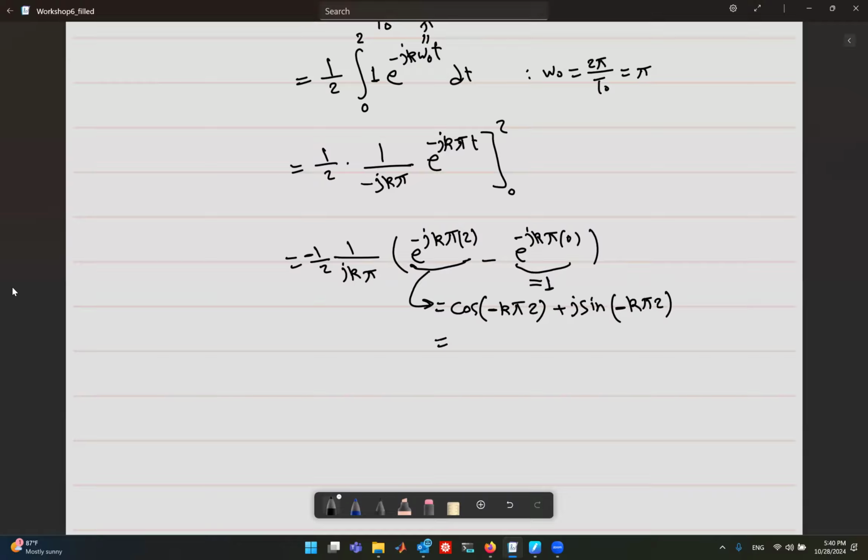which is... cosine is an even function, so cosine x equals cosine minus x. So this term is cosine. Let's rearrange those for 2k pi. And then sine is an odd function, so we can move this sign outside. So it's minus j sine 2k pi.